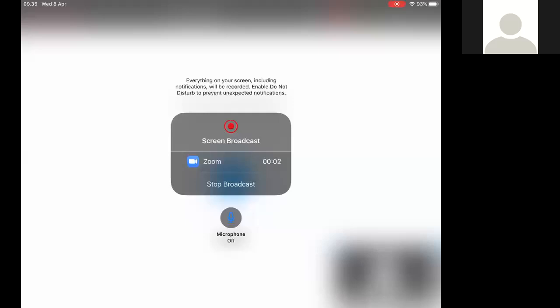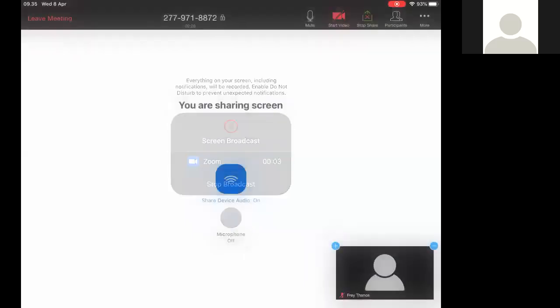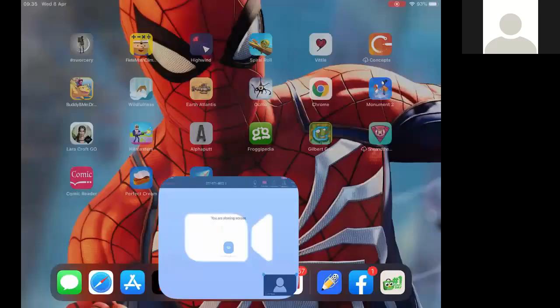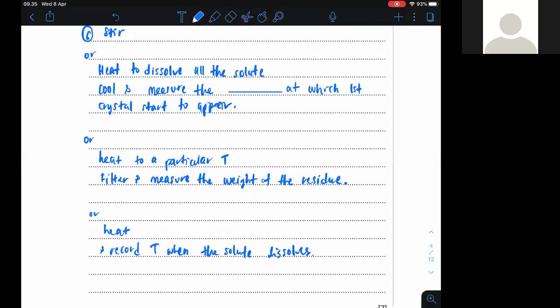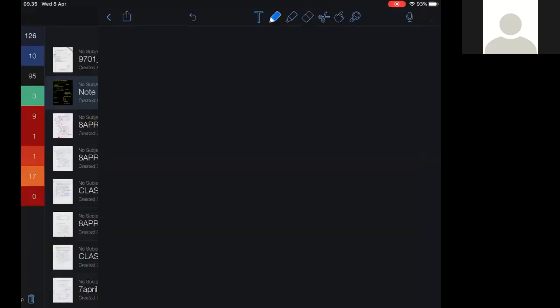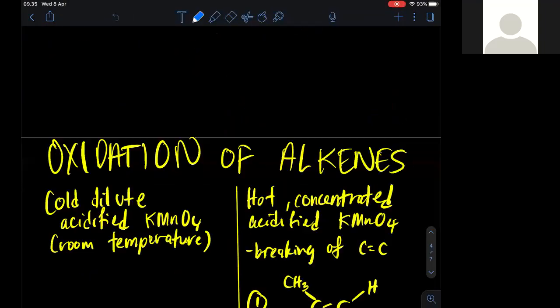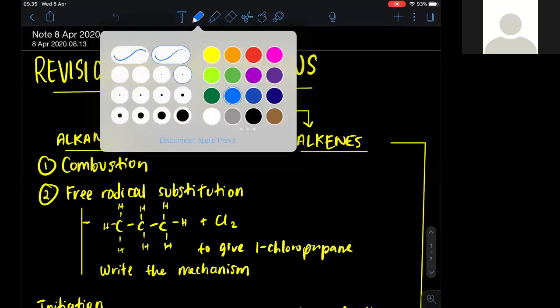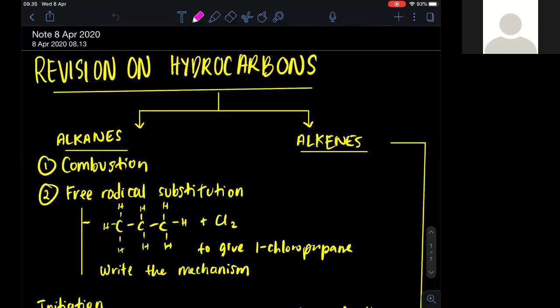And as you know, under hydrocarbons we have alkanes and alkenes. So we are going to learn about alkanes and alkenes today. I'll show you in a while. Now, we will go through all this. I hope you can pay attention to whatever I'm putting over here. So the revision on hydrocarbons: we will look into alkanes and alkenes, and we will start with alkanes.